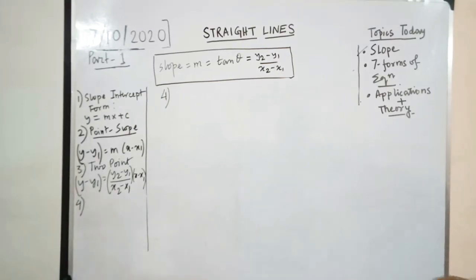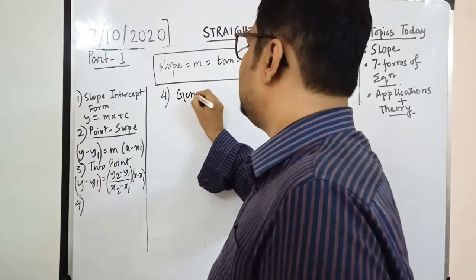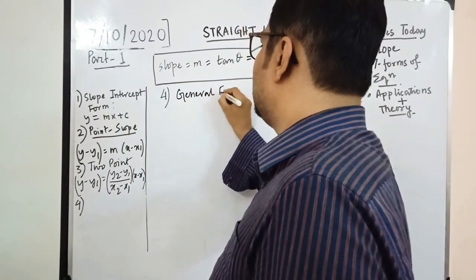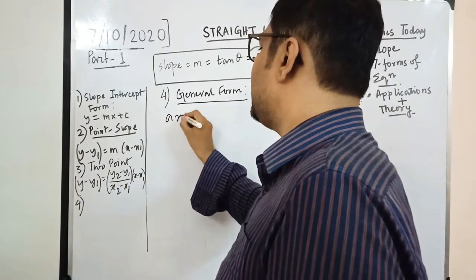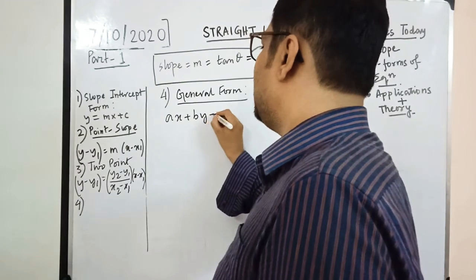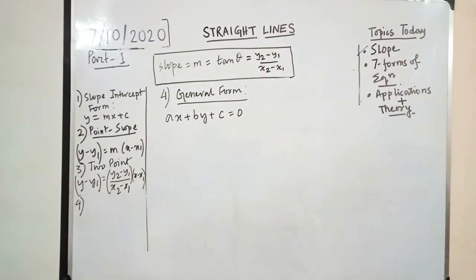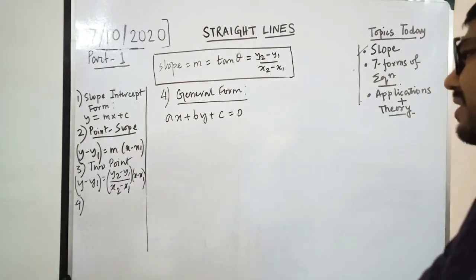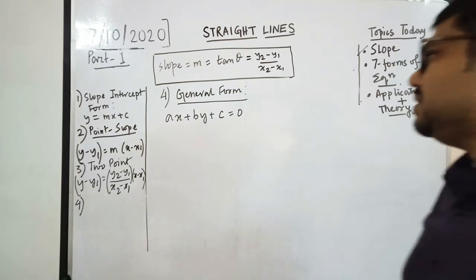So here we start with the fourth form of the straight line, which I can write as the general form. The general form is very easy. It's ax plus by plus c equals to 0. This is the general form when you get a simplified equation and a, b, c known. But we can have a very nice exercise based on this.